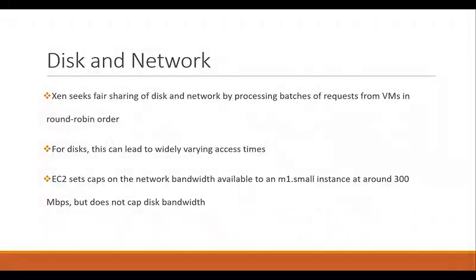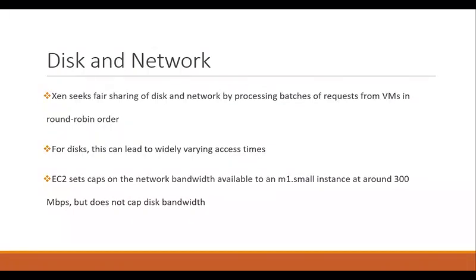The last resources we have here are the network and the disk. Xen tries to achieve fair sharing of the disk and network access by using a round robin order. Round robin is like taking the first request, then the second, then the third, and then going back to the first, second, third, and so on and so forth. And for disks, this can lead to wildly varying access times.